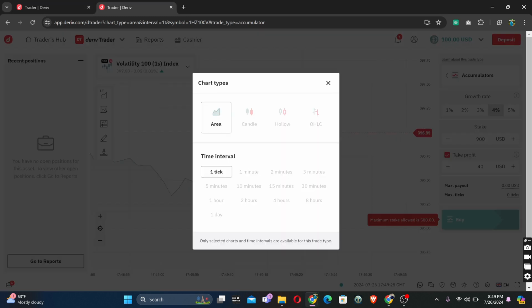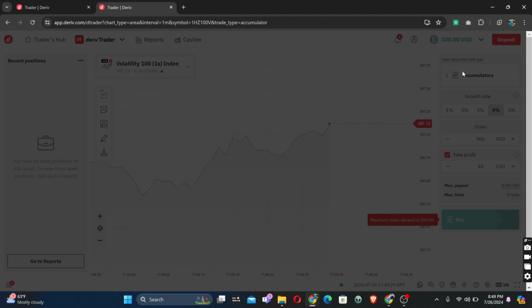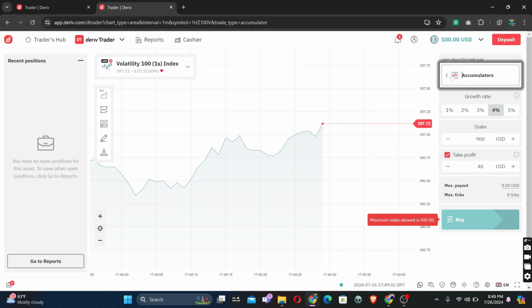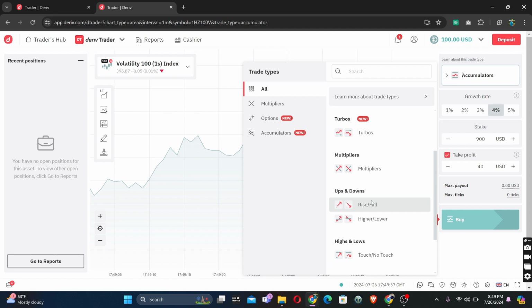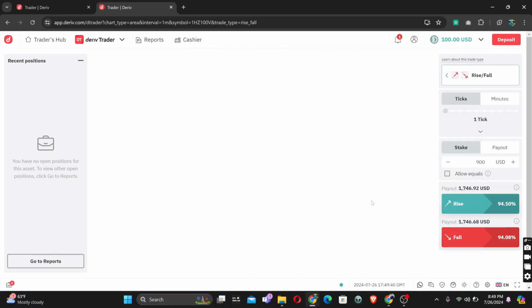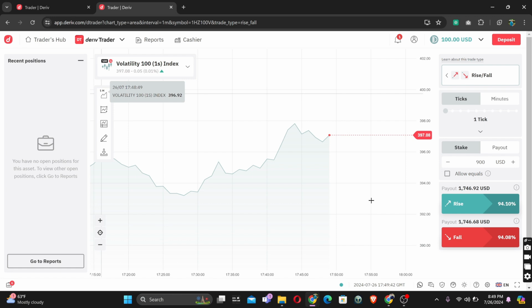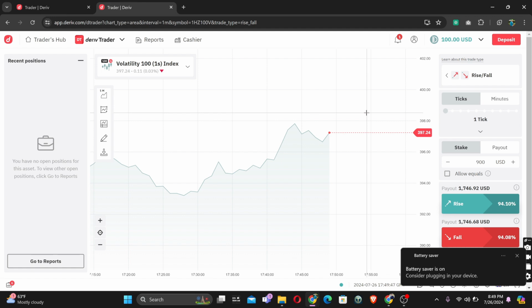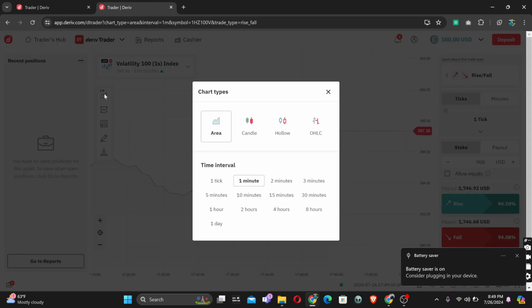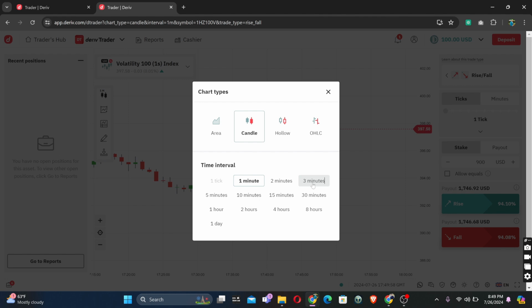Let me put, for instance, assume now we are doing this manually. Let me go to rise and fall, so that we can know whether this market is going to rise or fall. But remember, we can't go with these sticks. The best part is that we can go to the candles, for those who love candles, and we can go to any time frame: 3 minutes, 5 minutes, 1 minute, and all that.